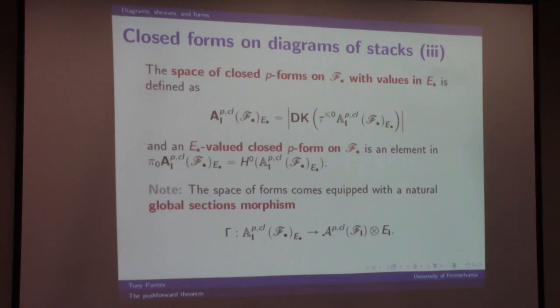The space of closed forms is going to be just the topological realization of the dot Kahn construction on this complex. You can think about a closed p-form on the diagram of stacks or spaces F with values in the diagram of complexes E as just a connected component in this topological realization, or as a degree zero pro-cycle homology class in this complex. And you have a global section functor which takes the complex and maps it to the closed p-forms on the limit of the diagram of spaces with coefficients in the limit of the global sections of the diagram of complexes.